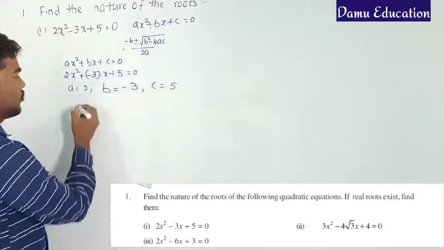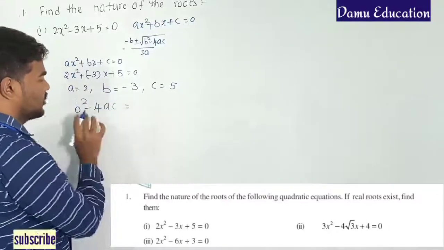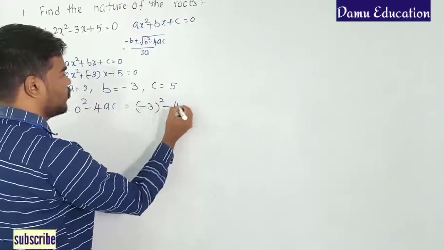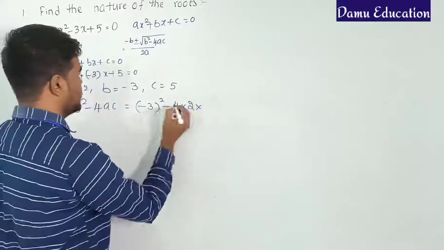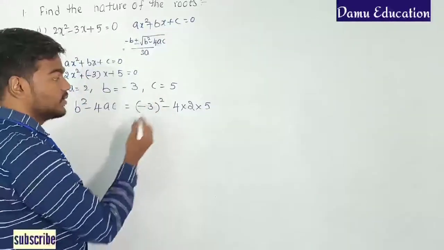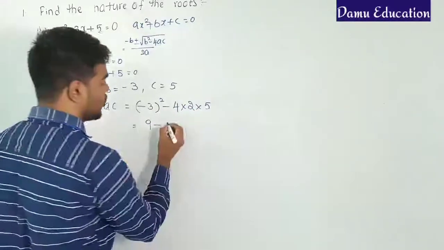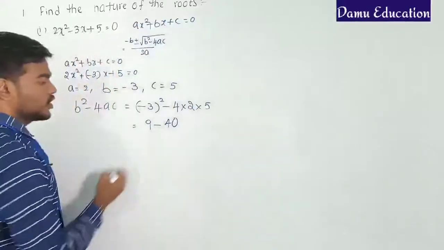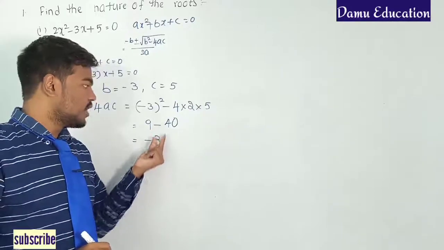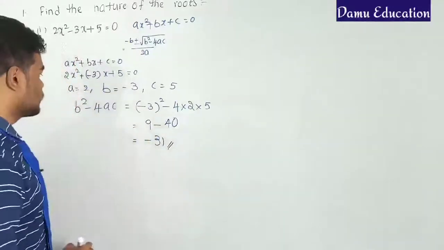So what is b square minus 4ac? This is the discriminant. So we have to calculate b square minus 4ac. b square is minus 3 whole square, minus 4 into a, which is 2, and c, which is 5. Minus whole square we can write as plus. So 3 square is 9, minus 4 2s are 8, 8 5s are 40. So what do we get? 9 minus 40 is minus 31. 40 is the bigger number, and minus is there, so it is minus 31. That is b square minus 4ac.